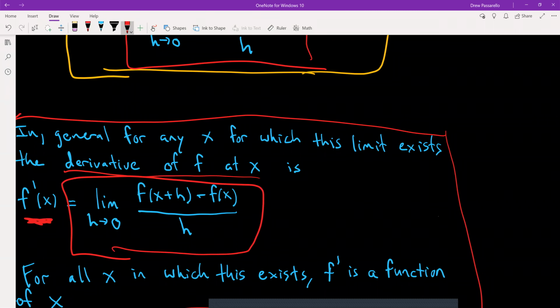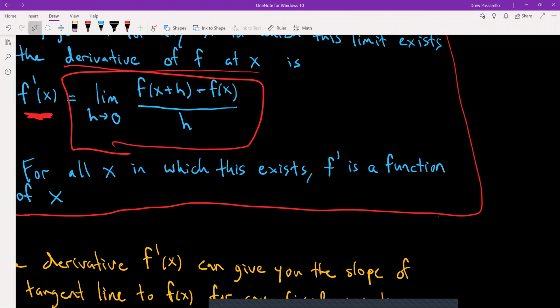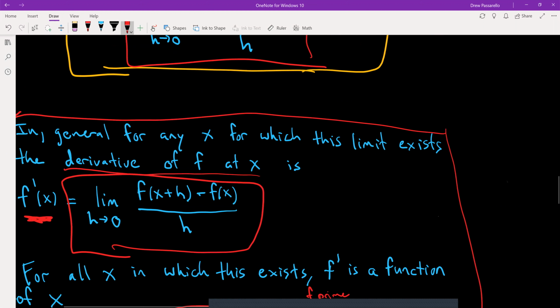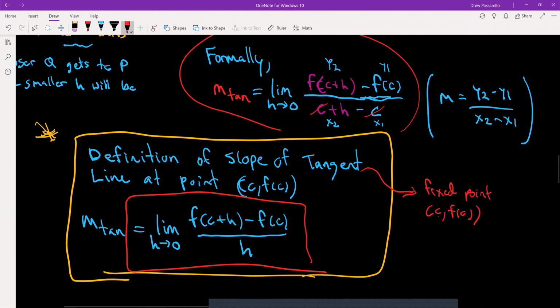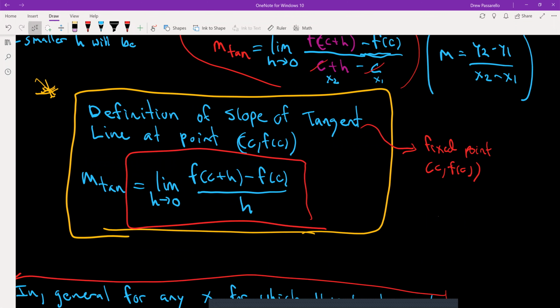All right, and that's for all x in which this exists, and then the result, f prime, is a function of x. So the result is a function because you're dealing with any x, whereas the slope of a tangent line is dealing with a specific x value. In this case, they're letting the x value be represented by the letter c.